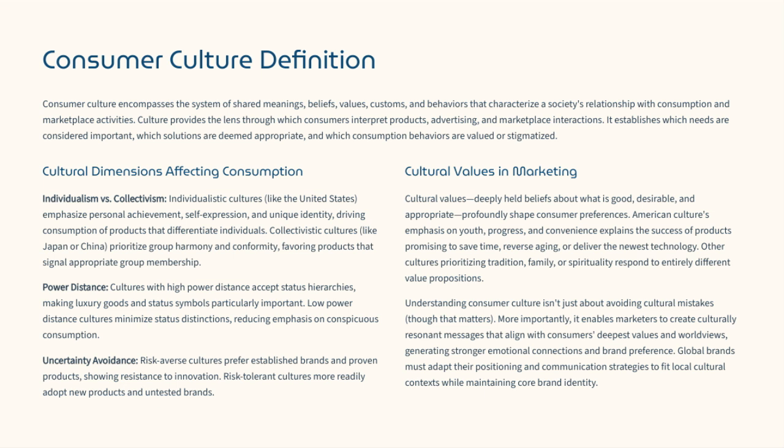In collectivistic cultures, like Japan or China, group harmony and conformity are prioritized, so products that signal appropriate group membership tend to be more popular. All of these cultural dimensions shape how consumers interpret products, advertising, and marketplace interactions. Culture acts as a lens through which we view everything related to consumption. It determines what needs are considered important, what solutions are seen as appropriate, and which behaviors are valued or stigmatized.